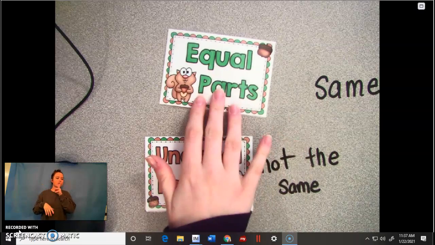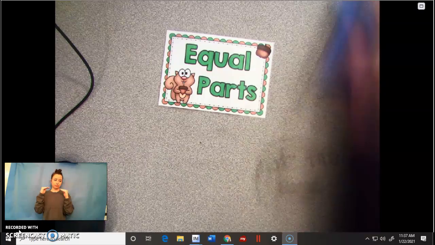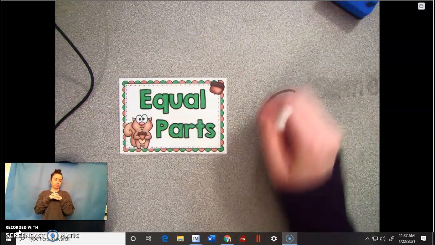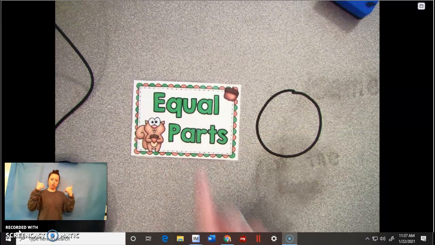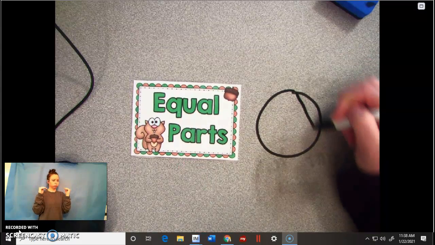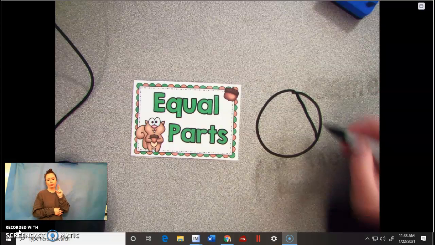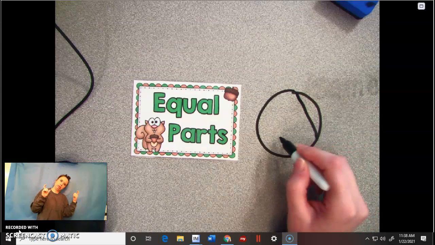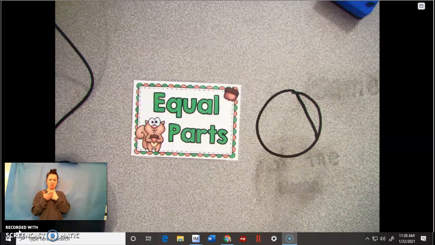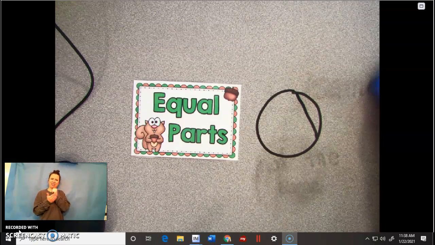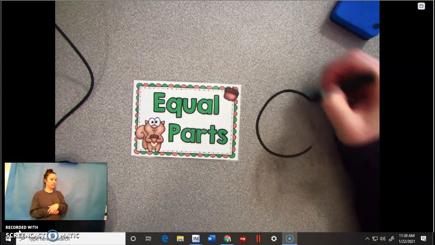So let's talk about equal for a second. Let's say I have a circle, and I wanted it to be in equal pieces. I couldn't draw a line right here. Are these two pieces the same? No, this piece is small, and this piece is big. Think how you'd feel if you got that tiny piece. Would you be happy? No, they need to be the same. They need to be equal.